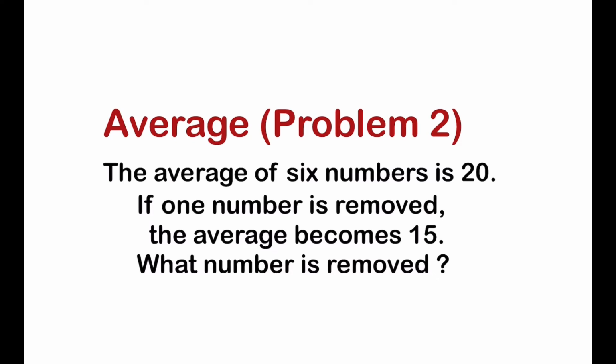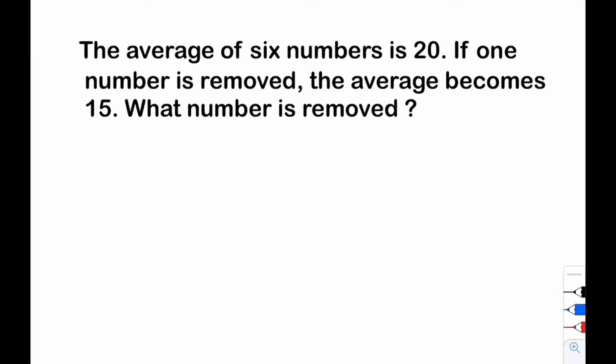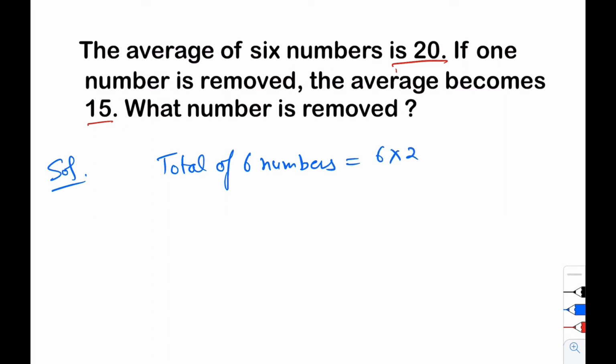Let's start. The average of 6 numbers is 20. If one number is removed, the average becomes 15. What number is removed? So here we are given the average of 6 numbers is 20. So the total of 6 numbers is equal to 6 into 20, and this is equal to 120.